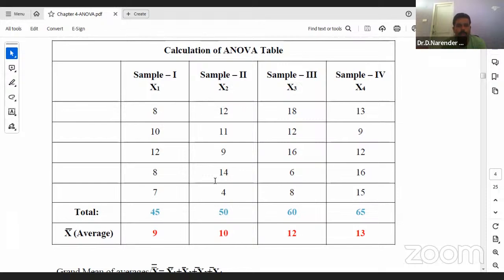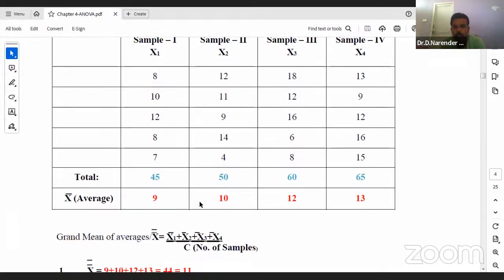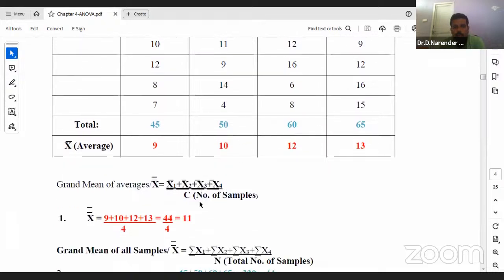So the total of the first sample is 45. Total of the second sample is 50. Total of sample 3 is 60. Total of sample 4 is 65. Then X bar is 9, 10, 12, then 13. These are the averages. Any doubt regarding total and average?